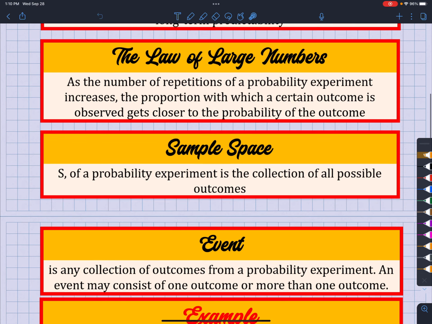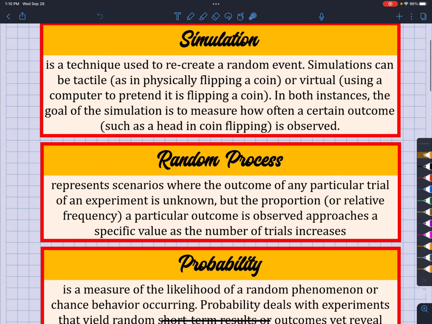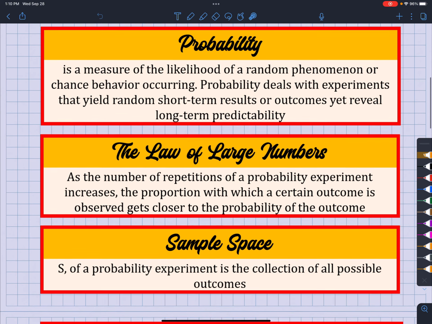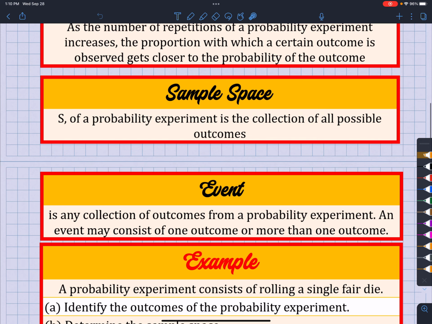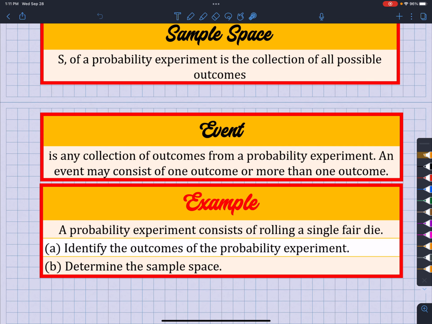All right, so we are talking about probability rules, and here are some definitions that I'm going to let you read on your own through the PDF. All right, so the important ones that I want to bring out is sample space. Sample space of a probability experiment is the collection of all possible outcomes. An event is any collection of outcomes from a probability experiment, and an event may consist of one outcome or more than one outcome.